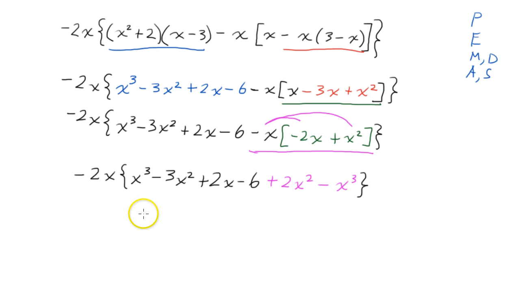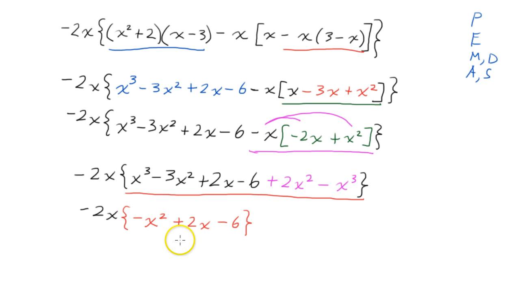And now we have the next line written. What is black has not changed. In purple we have negative x times negative 2x is 2x squared, and then negative x times x squared is negative x to the third. Now we're almost finished. We have to continue simplifying what is inside this symbol of grouping, and that will just be a combining of like terms. So I'll write that next line.